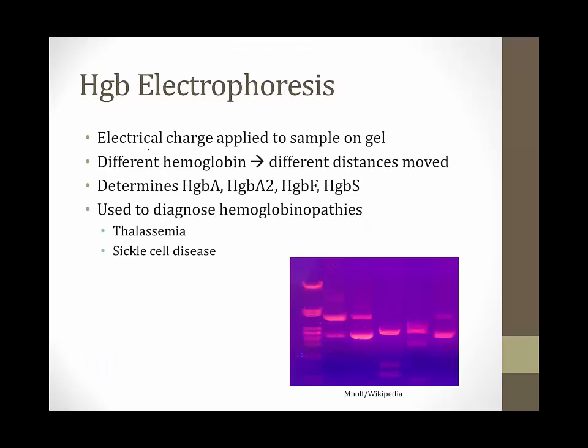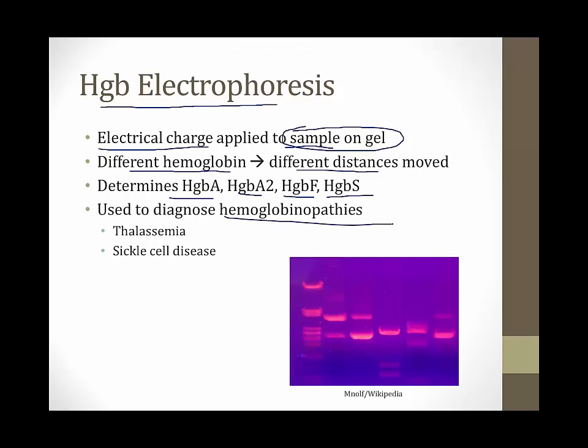You should be familiar with a very important diagnostic technique used in evaluating thalassemias and hemoglobin disorders, and that's called hemoglobin electrophoresis. In this test, you take a sample from a patient and you place it in a gel within an electrical charge. The different types of hemoglobin will move different distances in the electrical field, so this can determine how much hemoglobin A or A2 or hemoglobin F or abnormal hemoglobin like hemoglobin S is present in the patient's sample that you put on the gel. And it's used to diagnose hemoglobinopathies like thalassemia and also sickle cell disease.